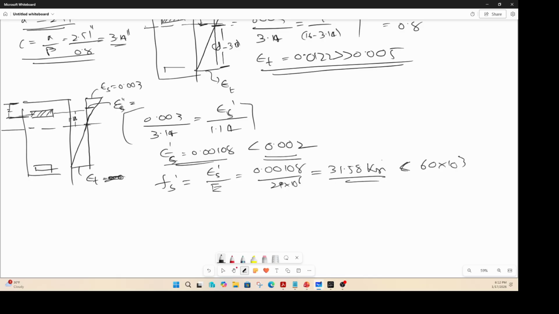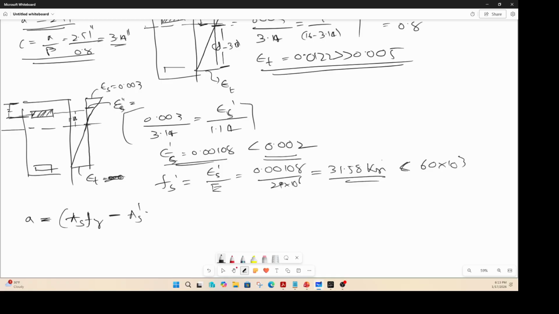Because the compression steel has not yielded. Now, the formula that we used for calculating A assumed that your compression steel has yielded. You have to come here and recalculate. This is the most important step and the tricky part in the equation. So now you recalculate: As times Fy, right?